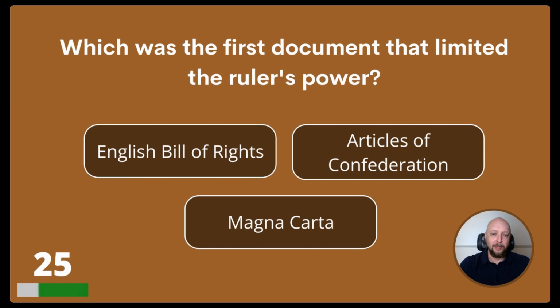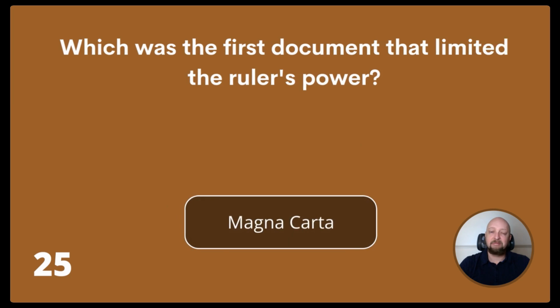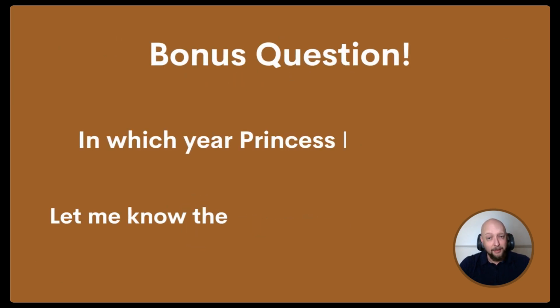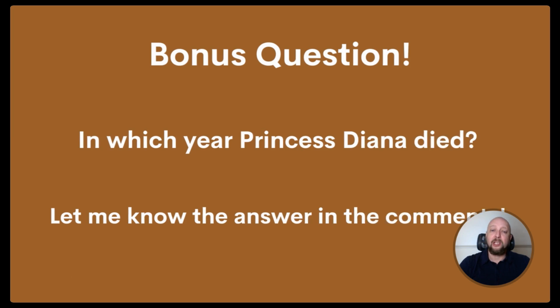Which was the first document that limited a ruler's power? Was it the English Bill of Rights, Articles of Confederation, or the Magna Carta? The answer is the Magna Carta. Time now for our bonus question. In which year did Princess Diana die?